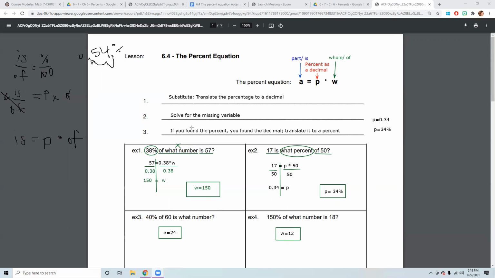I've got some practice problems up for you to do. Again, I don't care if you use the percent proportion or the percent equation, whichever one you feel more comfortable with. If you have any questions, send me an email.